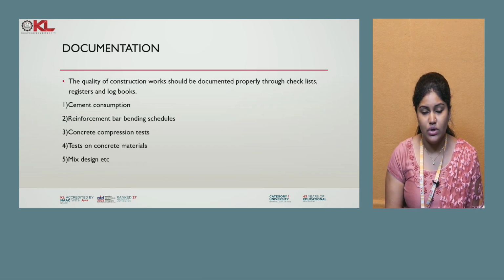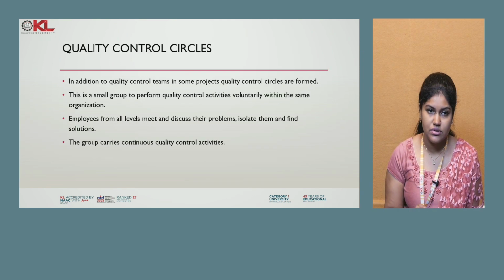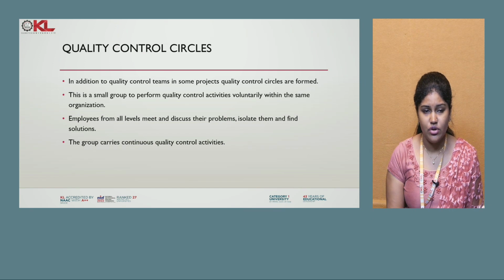Next is documentation. What are the documents we need? The quality of construction work should be documented properly through checklists, registers, and logbooks. Every material, everything has to be listed in the checklist, register, and logbook. That is, how much is the cement consumption, reinforcement bar bending schedules, concrete compression test results received, tests on concrete material, what tests are done and what are the results, what mix design is used. Everything has to be noted in the checklists, registers, and logbooks. That is what documentation means.